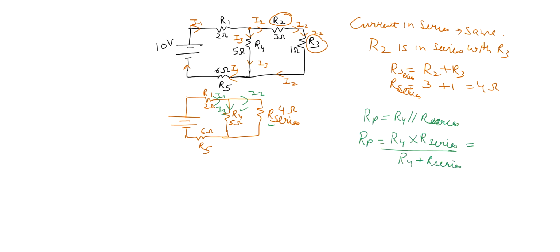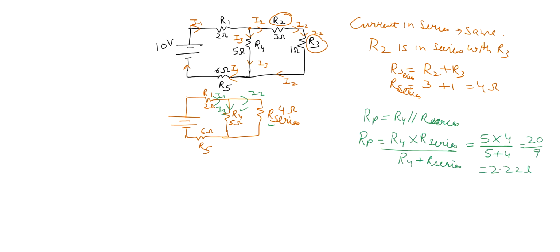So 5 ohms times 4 ohms divided by 5 plus 4. This gives me 20 divided by 9. Let's do the math. 20 divided by 9 gives me 2.2. So it's 2.22 ohm as RP.